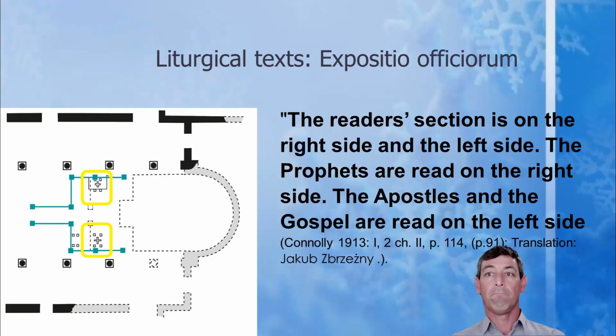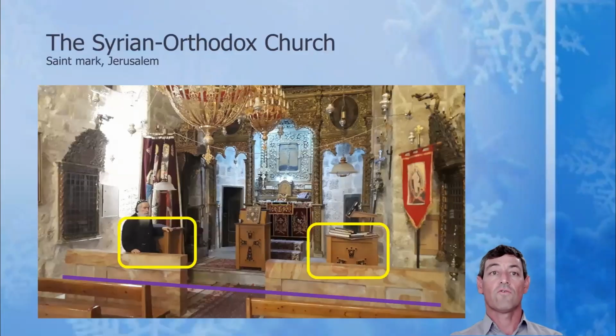Now, this is a West Syrian tradition, and if we try to follow the West Syrian tradition till today's church, we can see here, this is Saint Mark in Jerusalem, in the ancient city of Jerusalem, and you can see the purple marks the second chancel, which is in the level of the nave.